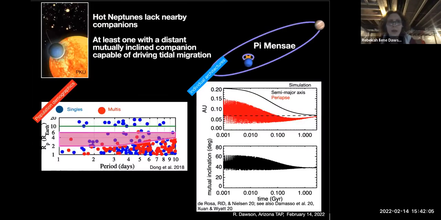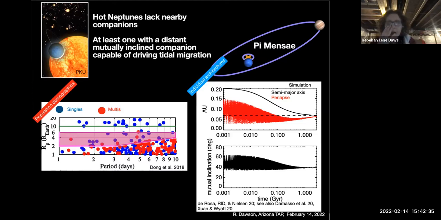So the demographics are showing us that for these hot Neptunes, they also seem to not have nearby companions. On the left is a result from Dong et al. showing that planets between about 2 to 6 Earth radii, so close-in Neptunes, tend to be singles detected in their system, in blue, in contrast to smaller planets. So hot Neptunes seem to be similar to the hot Jupiters that way.